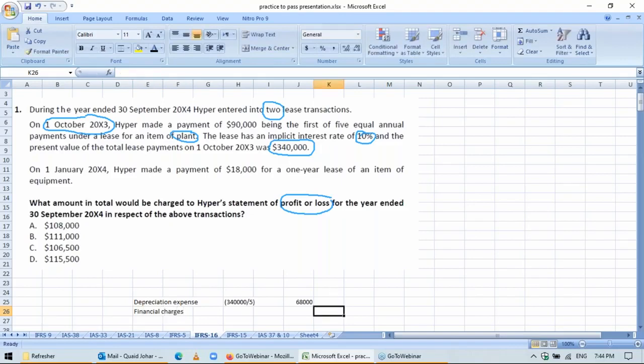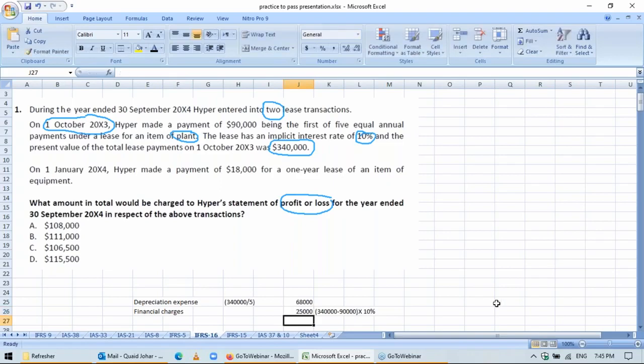Now, the present value amount was 340,000. They immediately paid 90,000 out of it on 1st of October 2003. So paying 90,000 will reduce the liability balance. The present value reflects the principal amount of the liability, and they have paid 90,000 out of it. So the balance remaining outstanding at the beginning of the year was 250,000. You are going to apply 10% to 250,000. This gives you a finance charge of 25,000.